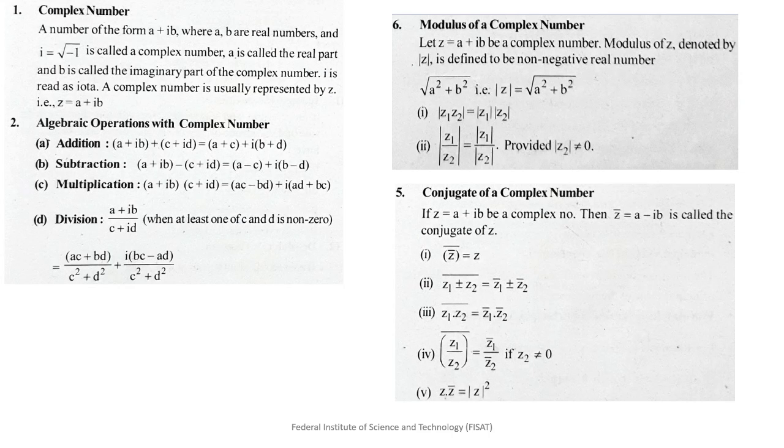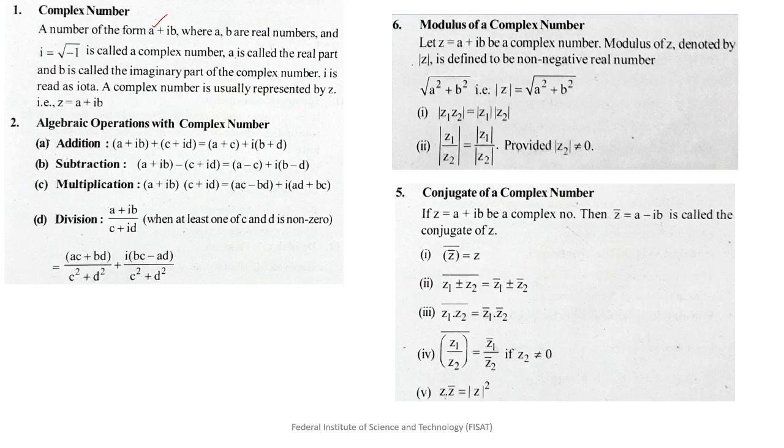What is a complex number? It is a number of the form a plus ib, where a, b are real numbers and i equals root of -1, is called a complex number. Here a is the real part and b is the imaginary part of the complex number. i is read as iota. A complex number is usually represented by z. z equal to a plus ib.